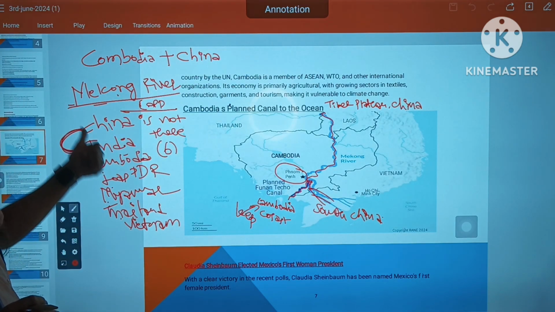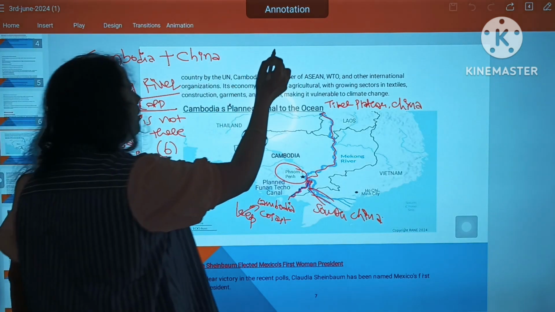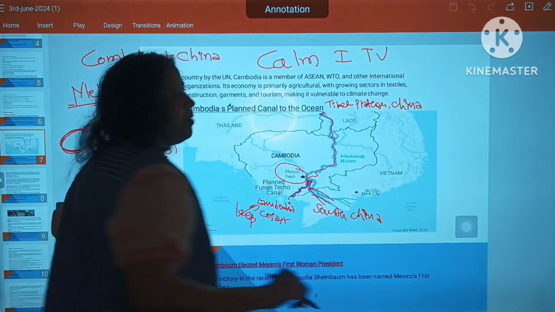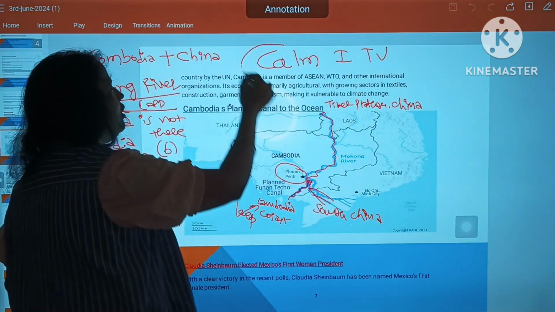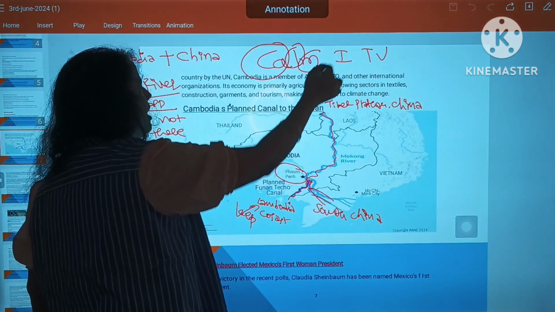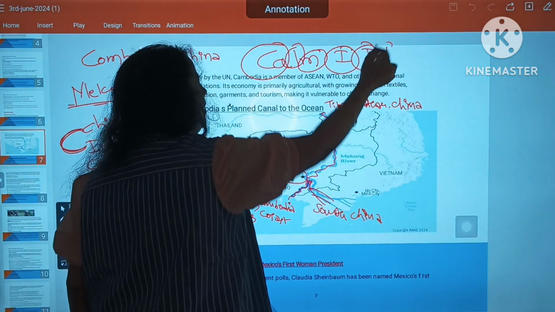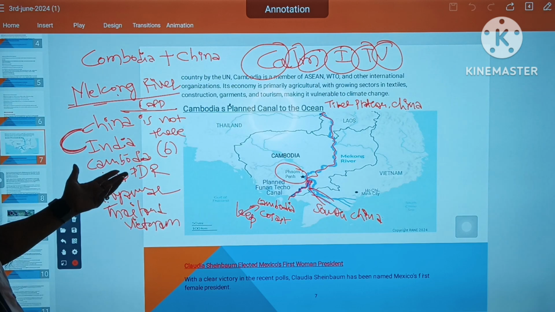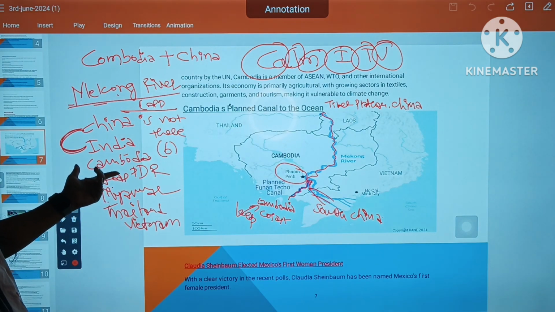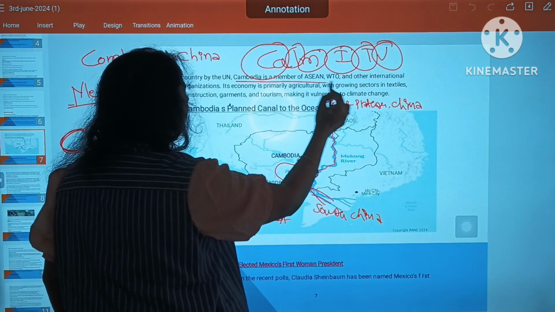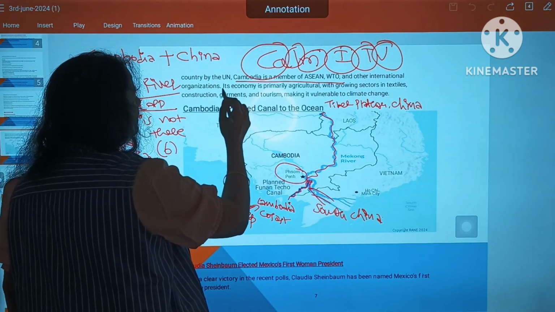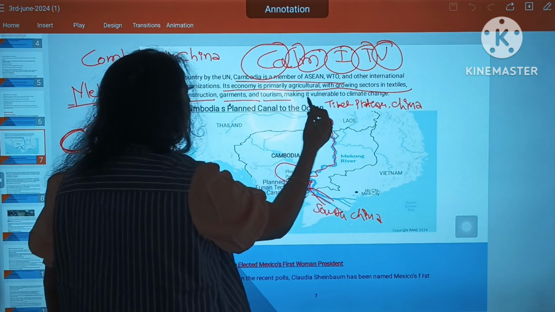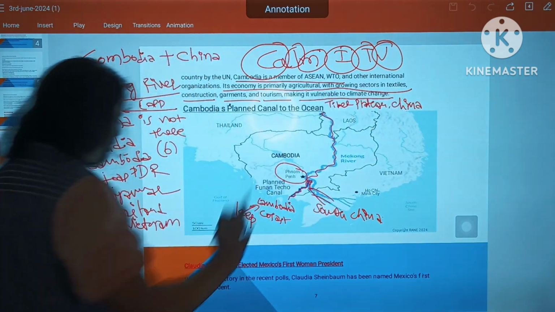These country names you can remember by a code, CAMITV. CAMITV means Cambodia, Laos PDR, Myanmar, India, Thailand, Vietnam. Cambodia is also a member of ASEAN and WTO. Its economy is primarily agriculture with growing sectors like textile, construction, garments and tourism, making it vulnerable to climate change.